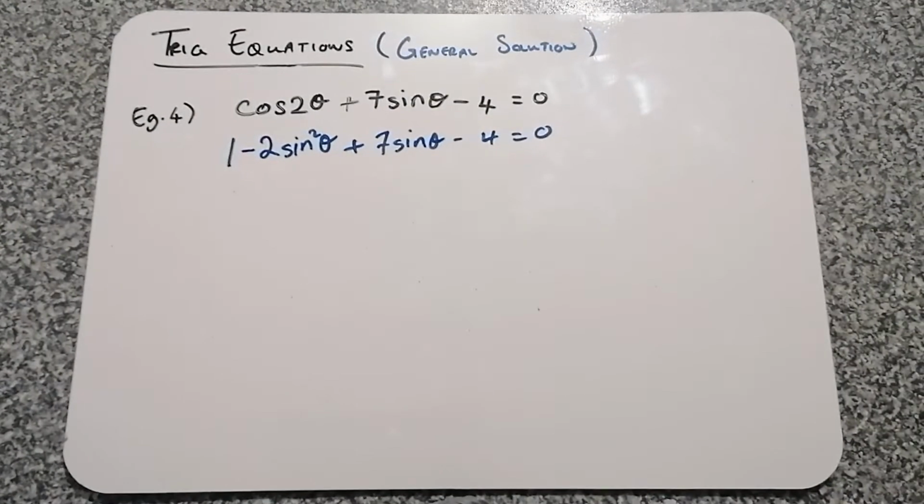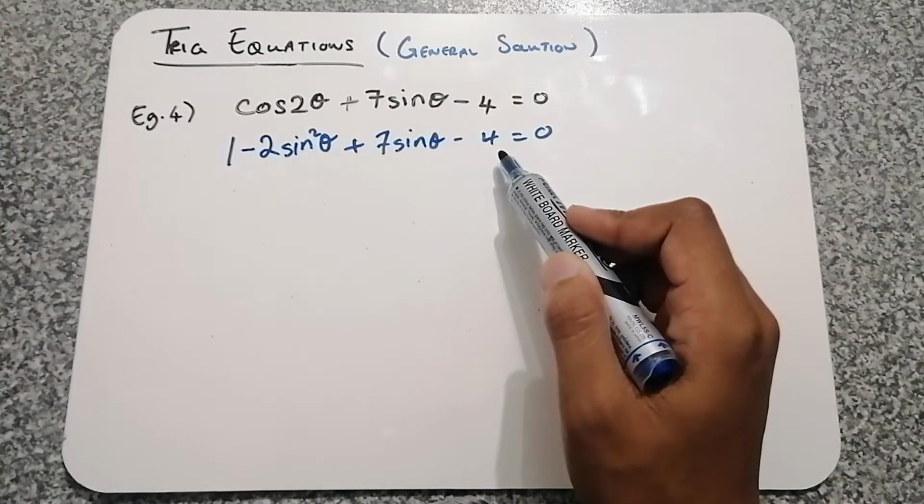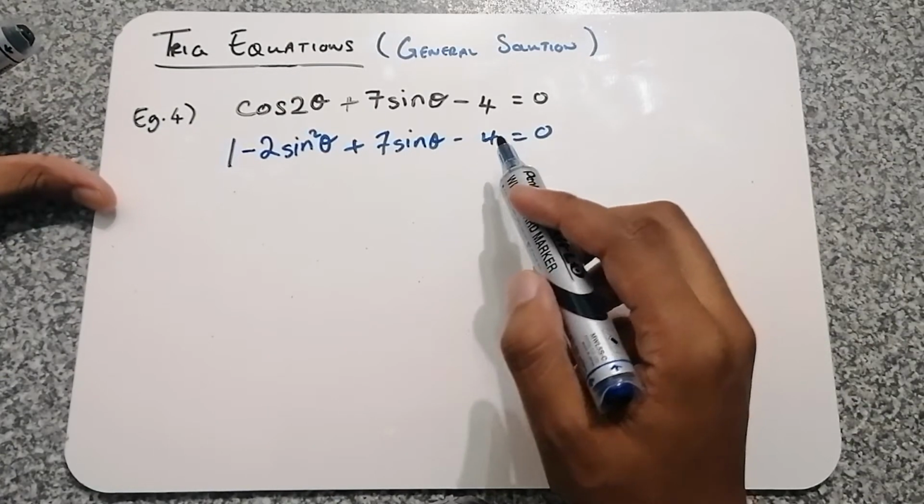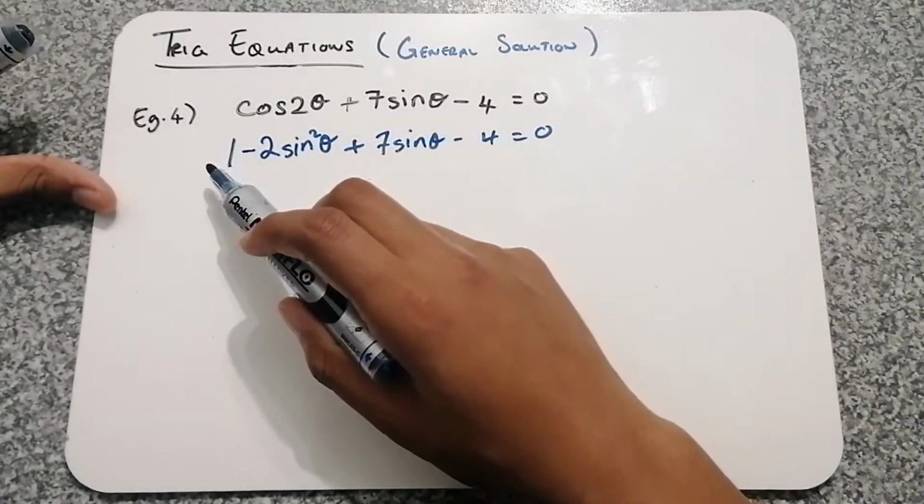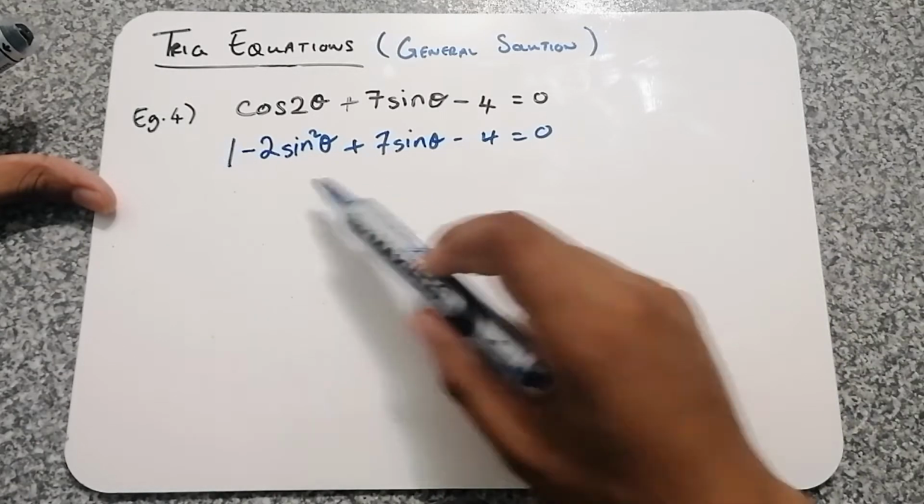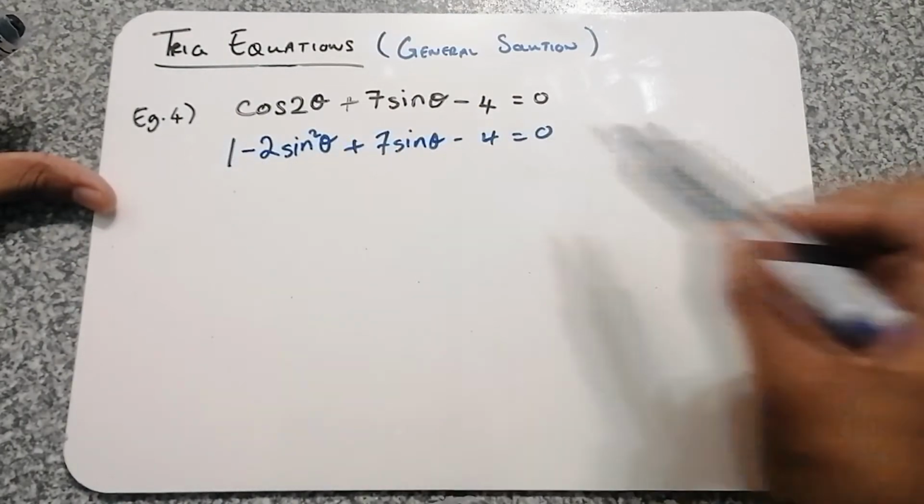Now I'm going to add up my like terms. This 1 can be added with the negative 4. That should give us negative 3. And then also what I'm going to do is change the signs of everything. So if I multiply this whole left-hand side and the right-hand side by negative 1, all the signs will change.